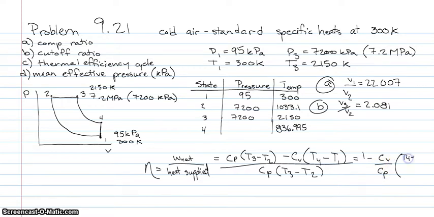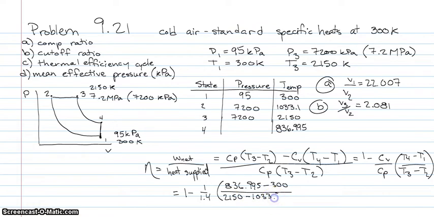So with the simplified form here, we have everything we would need to plug it all in and solve for the thermal efficiency. So if we go ahead and do that here, we're going to have 1 minus the ratio of 1.4, times 836.995 Kelvin minus 300 Kelvin, all over 2150 Kelvin from state 3 minus 1033.1238 Kelvin from state 2. And that's just the more complete version than the table.